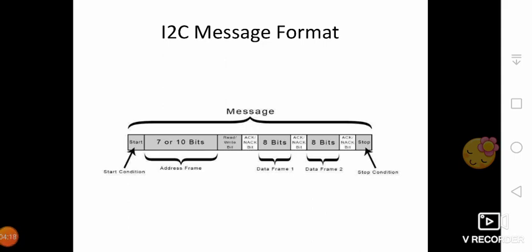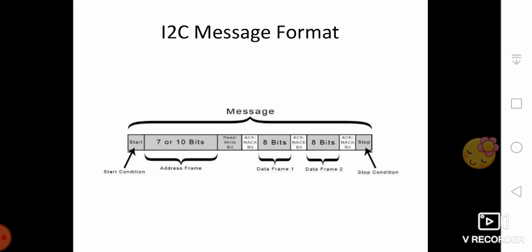First, the start condition: the SDA line switches from a high voltage level to a low voltage level before the SCL line switches from high to low. Then the second one is the stop condition. The SDA line switches from a low voltage level to a high voltage level after the SCL line switches from low to high. Then address frames are 7 or 10 bits, a sequence unique to each slave that identifies the slave when the master wants to talk to it. Then a read or write bit, a single bit specifying whether the master is sending data to the slave or requesting data from it.